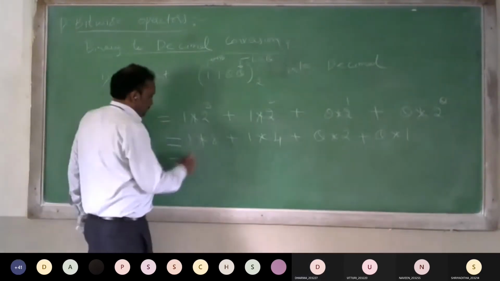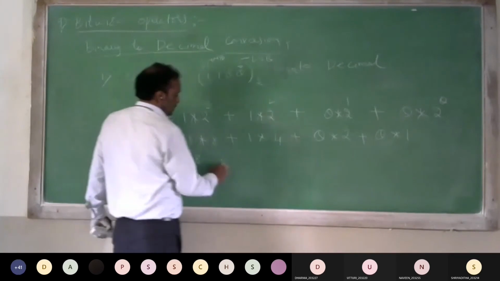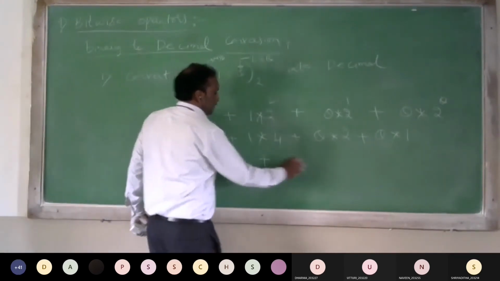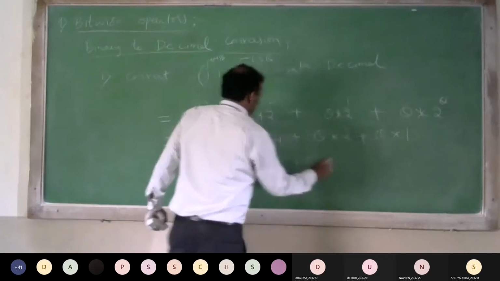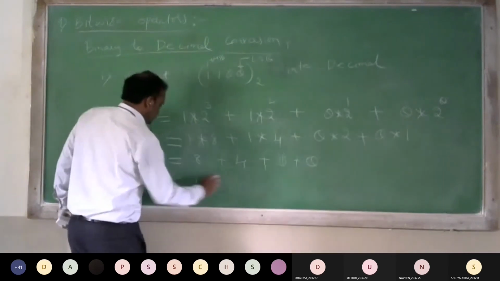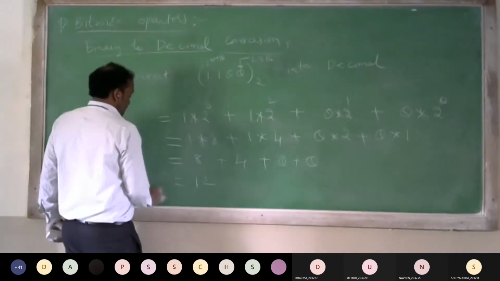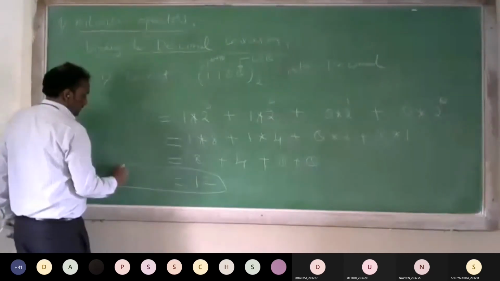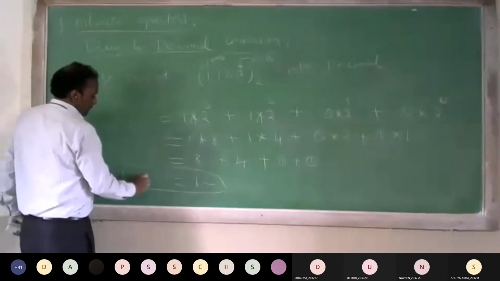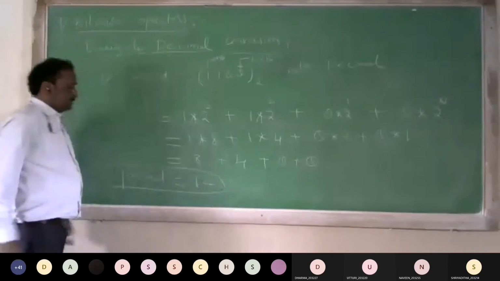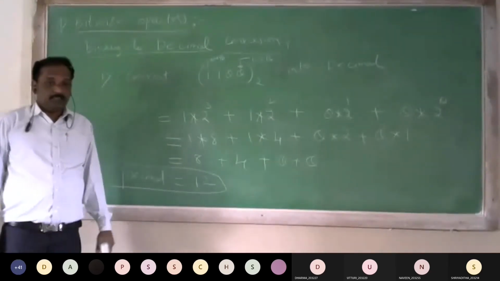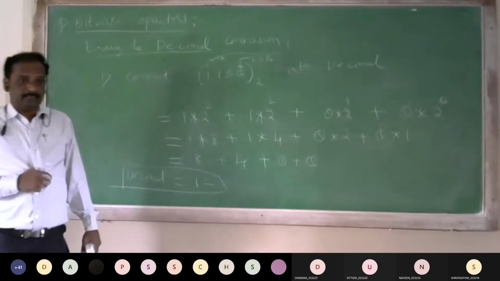Now, 1 into 8 is 8. 1 into 4 is 4. 0 into anything is 0. 0 into anything is 0. So 8 plus 4 plus 0 plus 0 is 12. This is the decimal value. So 1100 in binary is nothing but 12. Second example.